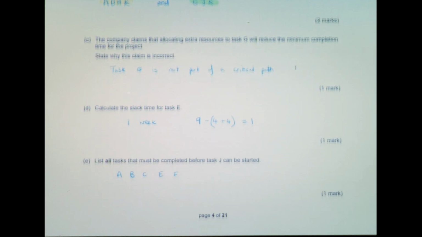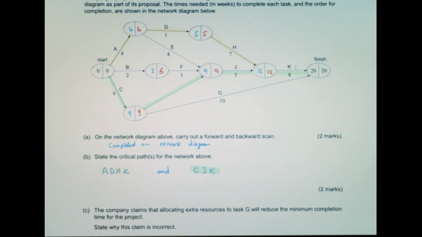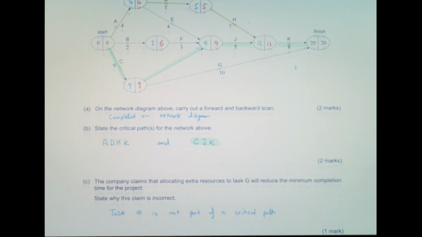Question D is asking about slack time. E isn't on the critical path, so we look at what's happening with E. We're going from essentially the 4 to the 9. They actually need to know the correct variation of going through to find that. Going from the 4, that's going to take 8, so there's going to be 1 week of slack time associated with that. I've tried to show that calculation there as well.